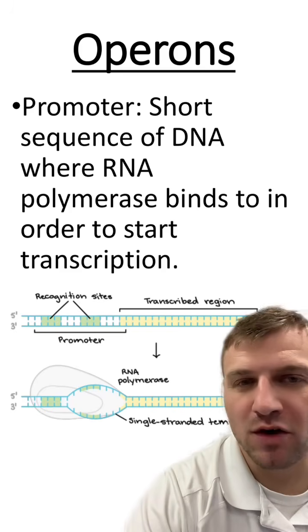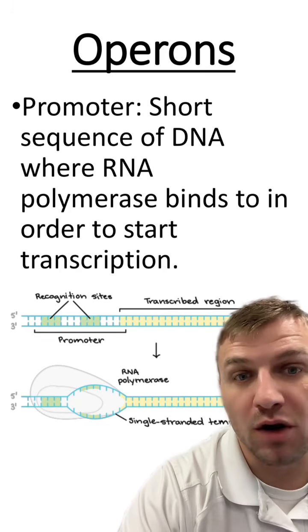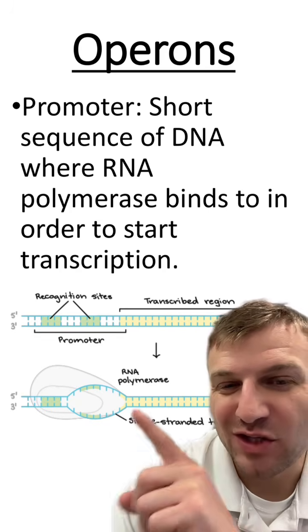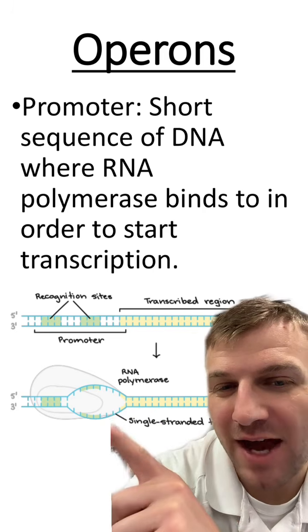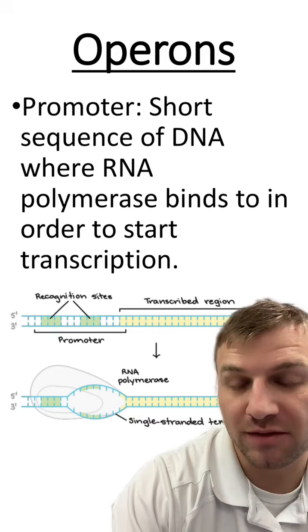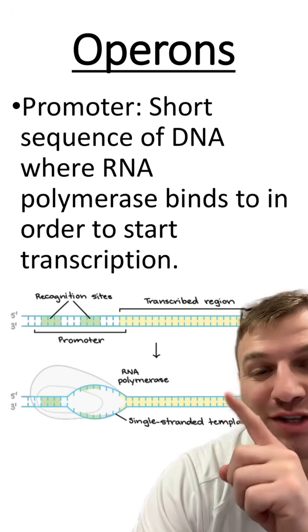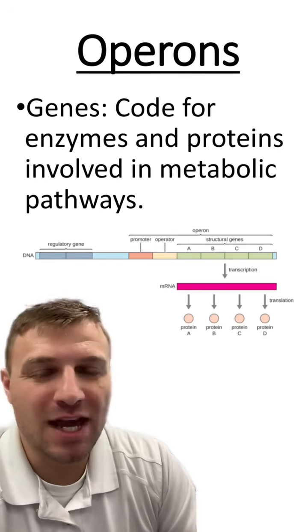Let's talk about the promoter first. This is a short sequence of DNA that's going to be the location where RNA polymerase is going to bind to. You can see the RNA polymerase enzyme binding with a promoter, and these promoters are usually found before the actual gene. This is because RNA polymerase is going to have to bind here in order to transcribe the actual gene.